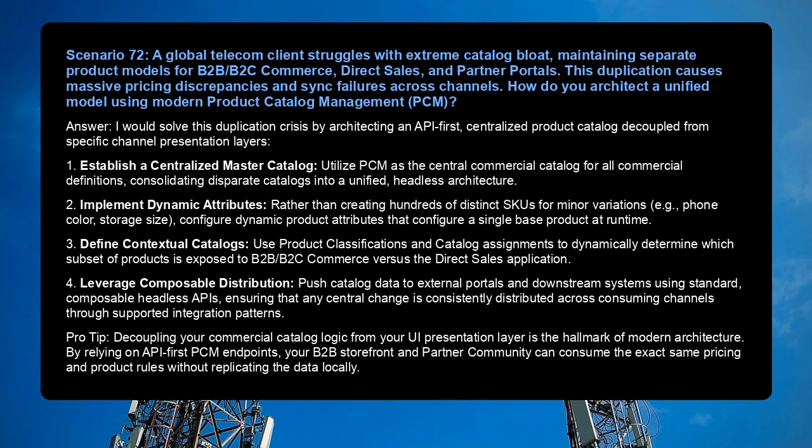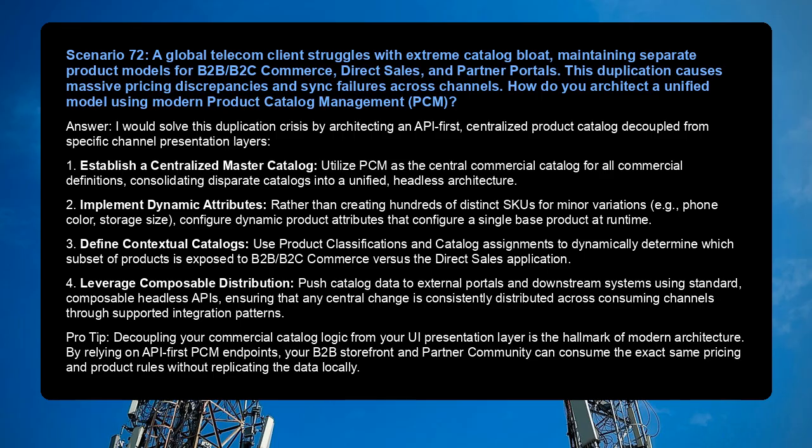Scenario 72. A global telecom client struggles with extreme catalog bloat, maintaining separate product models for B2B and B2C commerce, direct sales, and partner portals. This duplication causes massive pricing discrepancies and sync failures across channels. How do you architect a unified model using modern product catalog management (PCM)? Answer: I would solve this duplication crisis by architecting an API-first, centralized product catalog decoupled from specific channel presentation layers.